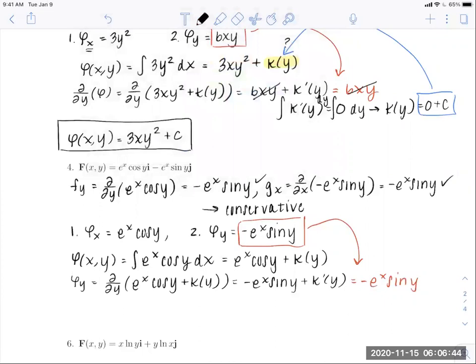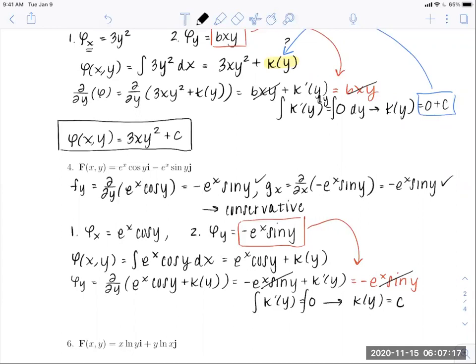Here again, we're seeing this duplication of this factor here on the left and the right. I want to emphasize this will not always be the case that k prime of y equals 0. It just is in these examples. So on the very next page, we're going to see an example where k prime of y is something more interesting than 0. So now again, if I integrate both sides with respect to y, I get that k of y equals some constant of integration.